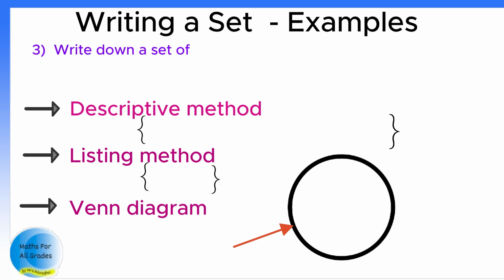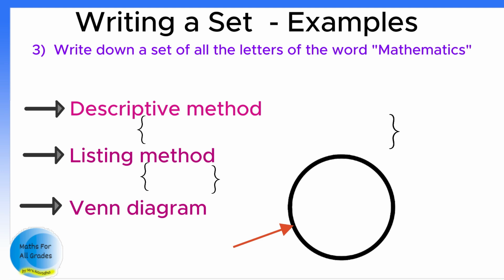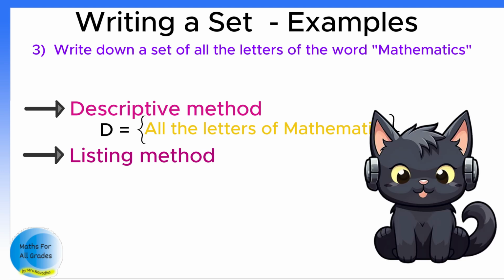Next example, write down a set of all the letters of the word mathematics. So you have to write all the letters of this word mathematics. If you are going to write this set in descriptive method, we write the statement of all the letters of mathematics within curly brackets and then we name the set using a capital letter. I'll take D. Okay, now listen carefully. Here you will learn something new.